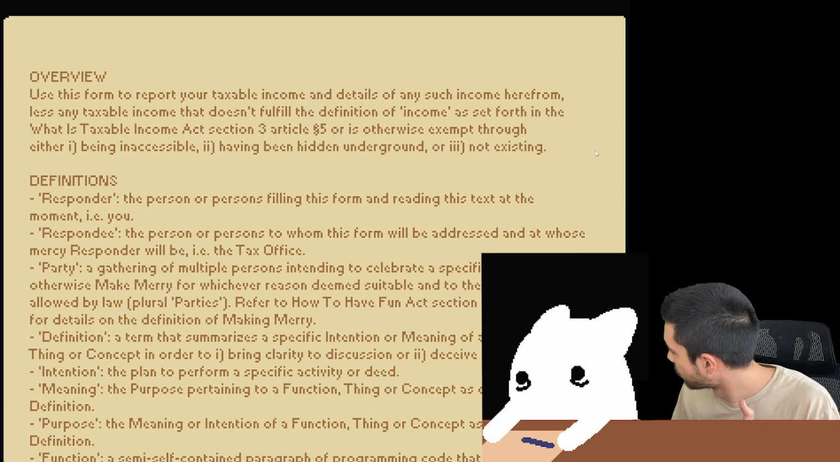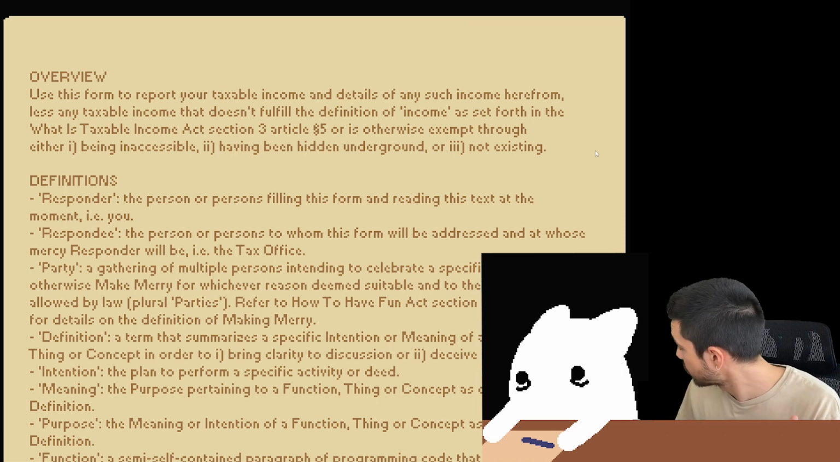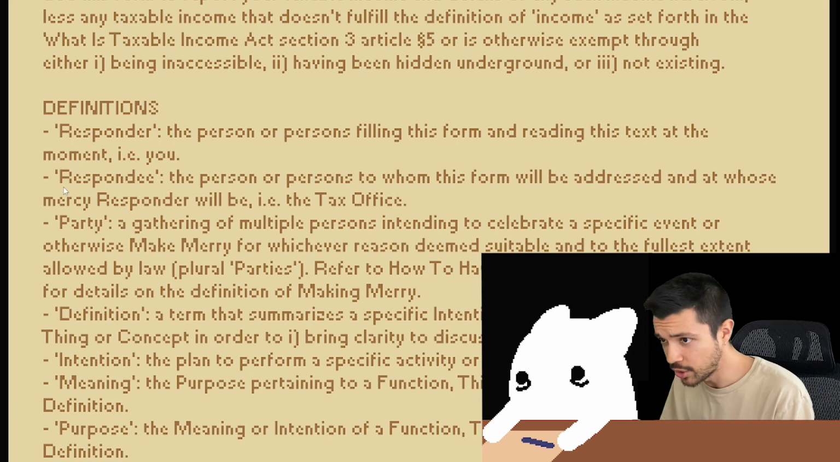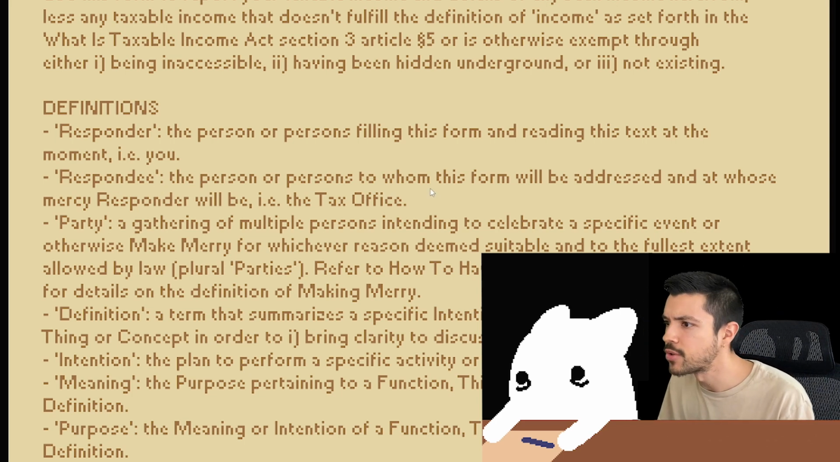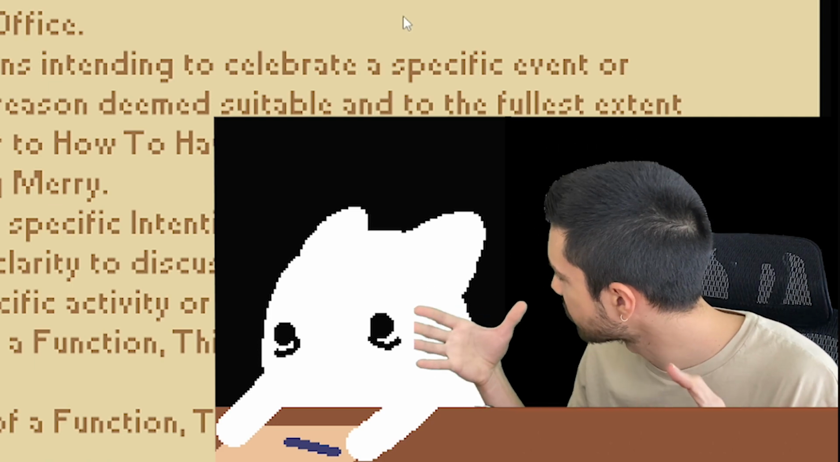Now that's just the basic overview, but we're gonna have to go over some definitions of important key words in order to understand them, right? First one is responder, the person or persons filling this form and reading this text as a moment, i.e. you. So that refers to us. Respondee, the person or persons to whom this form will be addressed and at whose mercy responder will be, i.e. the tax office. We are at the complete and utter mercy of the tax office.